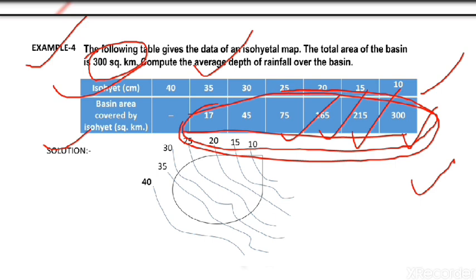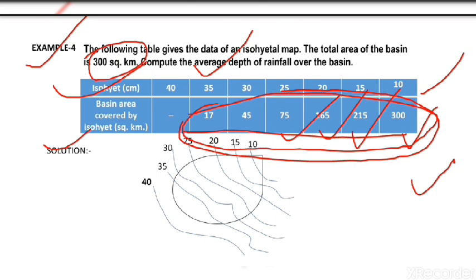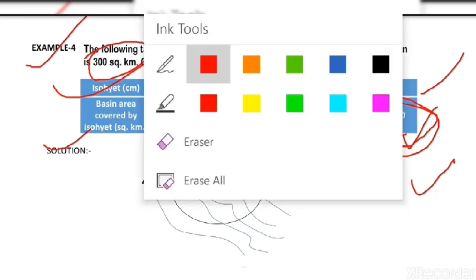Cumulative area means the area corresponding to the isohyet is nothing but the summation of the previous area. That means the area corresponding to the isohyet plus the area of the previous station or previous isohyet. Okay, let's solve it. Before solving, I have drawn a basin, this one.